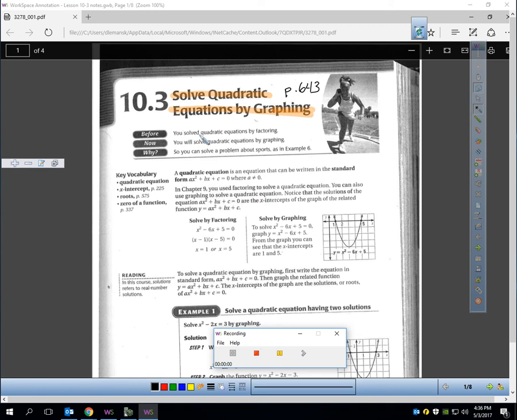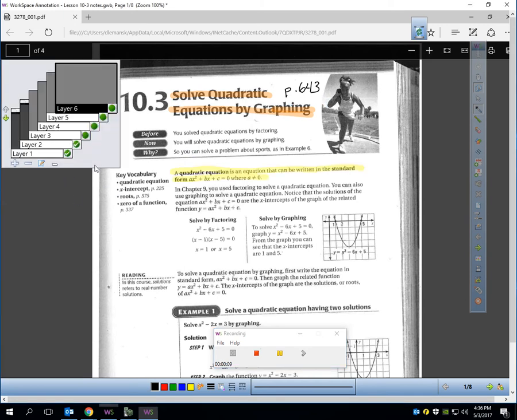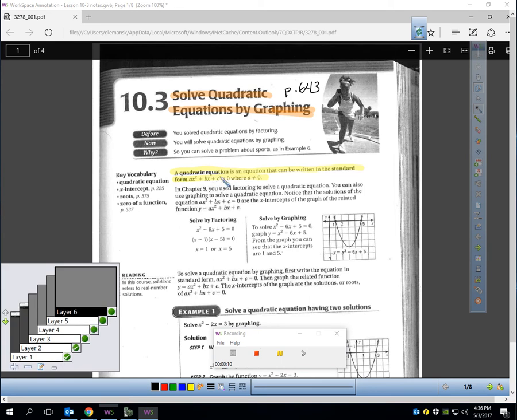This is lesson 10.3, solve quadratic equations by graphing. You should be on page 643. A quadratic equation is an equation that can be written in the standard form ax squared plus bx plus c equals 0, where a is not 0.